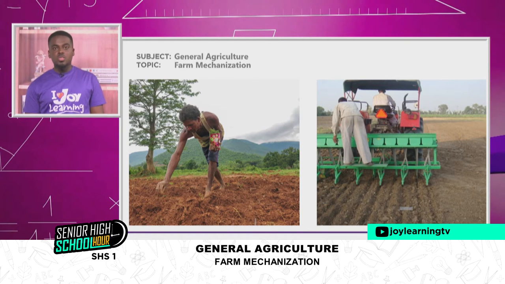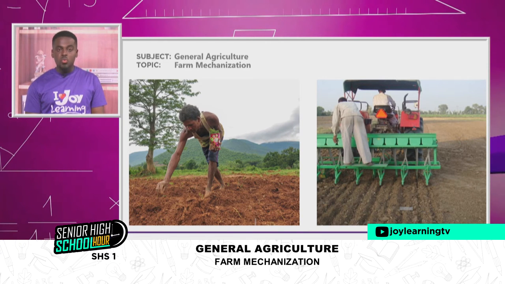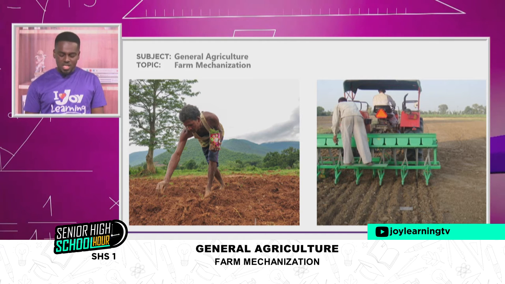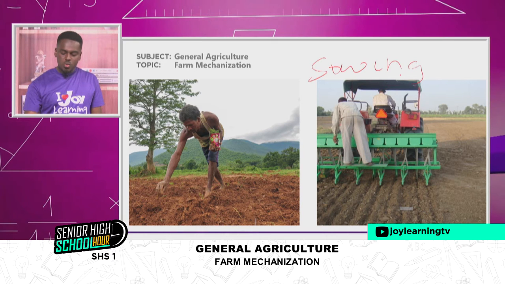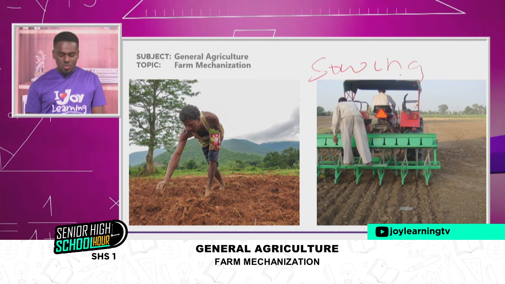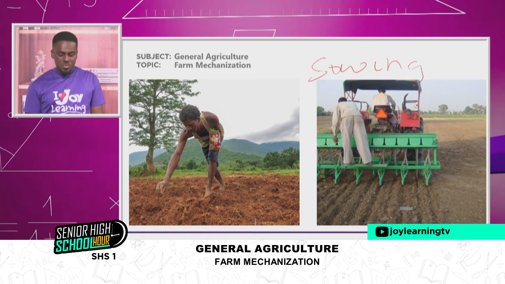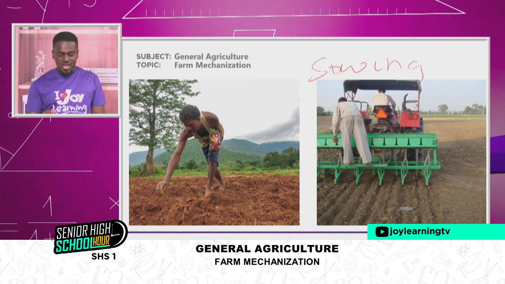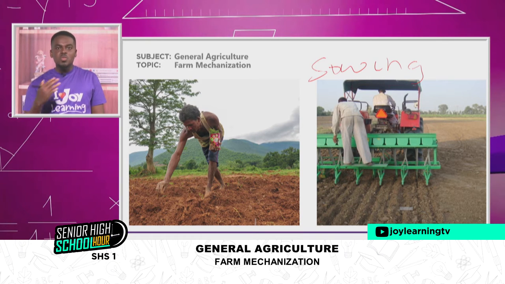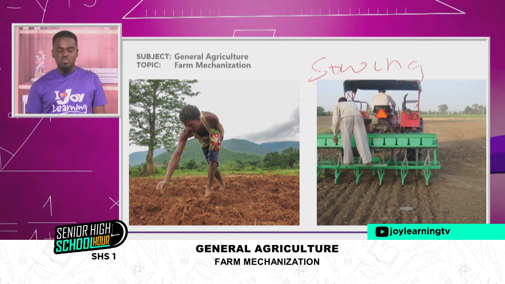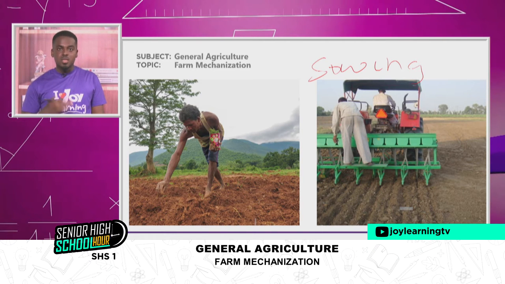So if you look on your screen, you can see two images. The activity going on here is sowing of seeds. On the left side, you see a farmer sowing seeds manually. We can just imagine if you have 10 acres of land and you are going to sow by this means, you are not only going to use a day or two. You can even spend a week doing the activity of sowing.